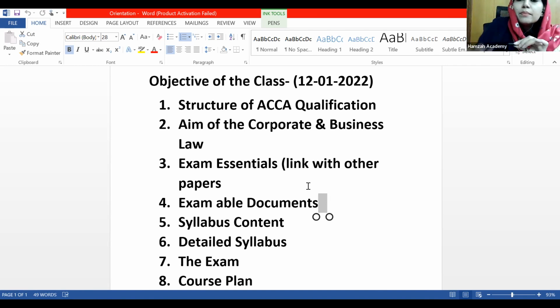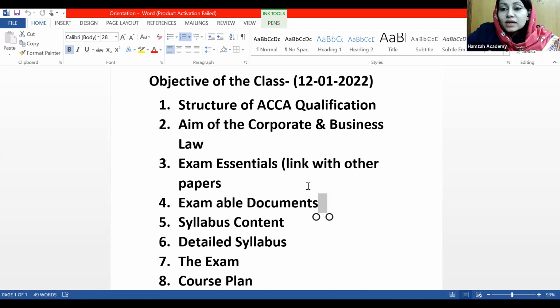And eight is the course plan. The course plan is basically the strategy for how we will cover our syllabus and how we will practice it to pass the exam. So you can say eight is the strategy to understand points 6 and 7, the detail of the syllabus and how it will be tested. I believe this course plan has been shared with all of you by Hamza Academy. If not, then I will share it in my class so that you can check what you are going to study in the current class and upcoming classes, and what syllabus contents you have covered before the class. So you can say the objective of every class is provided to you in today's class.